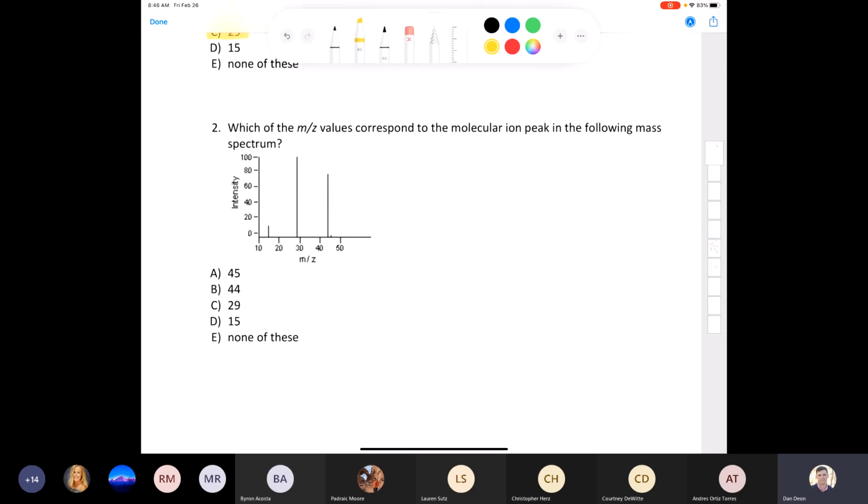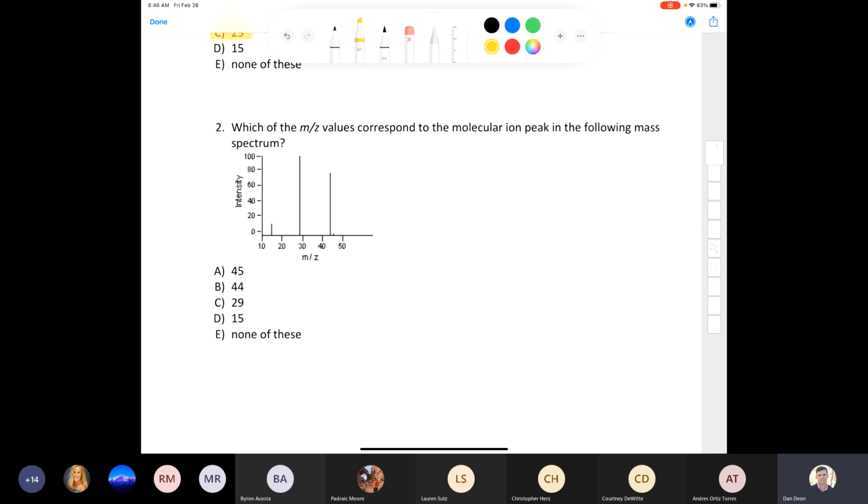It says, which of the mass over charge values correspond to the molecular ion in the following mass spectrum? So now we're looking for the molecular ion. Anybody have an idea about this one? Yes, good. Okay, so Megan says it's B. You're absolutely correct. So the molecular ion is our M plus ion, which is this one here, at a mass over charge of 44.